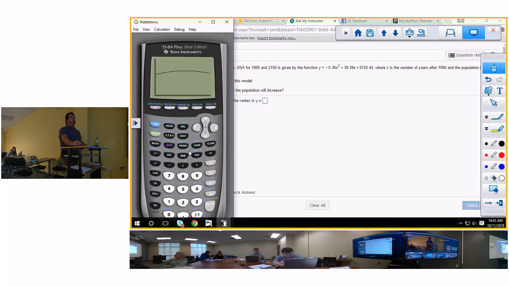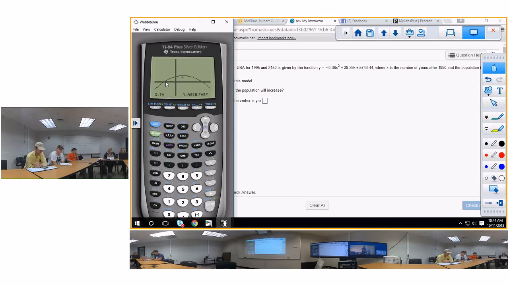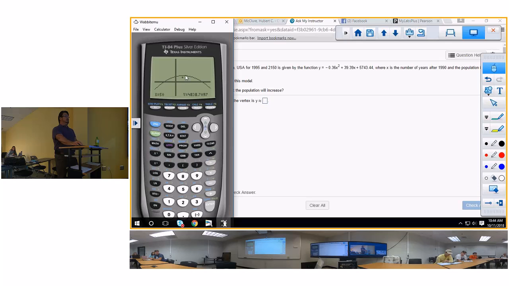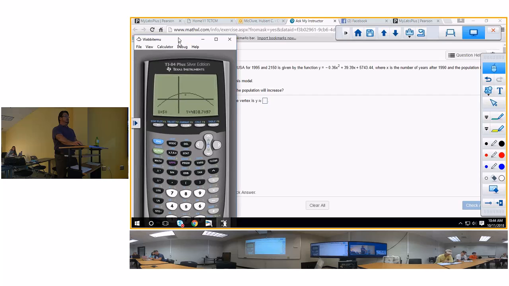That's all we need right there, because there's the vertex. But what I'm going to do is zoom out. I don't like working with the window, as y'all can tell. And that's all you need. Now, this is a business type question, or a population question. Are we going to consider the second quadrant over here? No. We're going to worry about the first quadrant. So, if you want to blow it up to the first quadrant, that's fine.